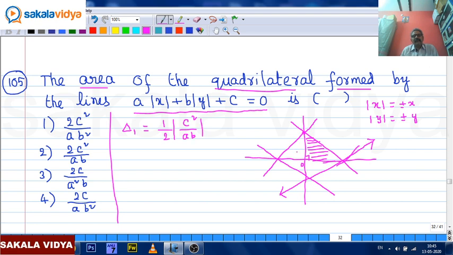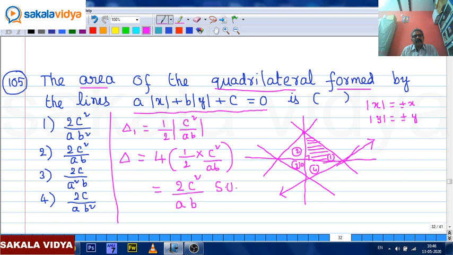How many such triangles we have? 1, 2, 3, 4 triangles, they are equal only. So, delta is equal to 4 times c square by AB. So, this will be 2 c square by AB square units. So, that means the second option is the right option.